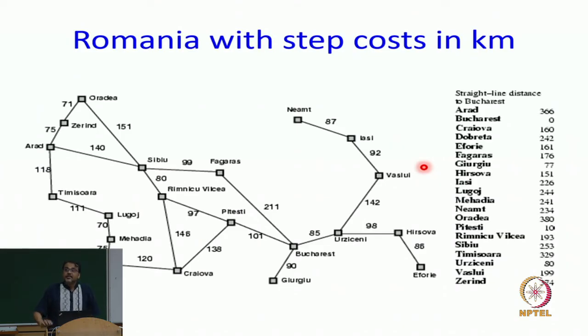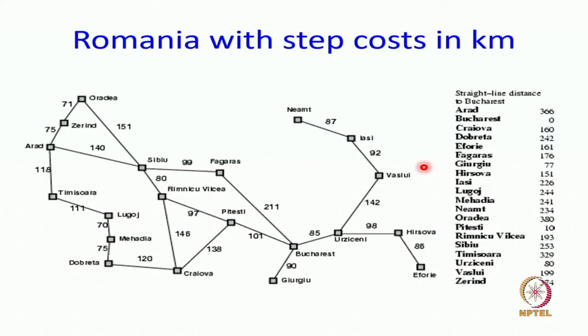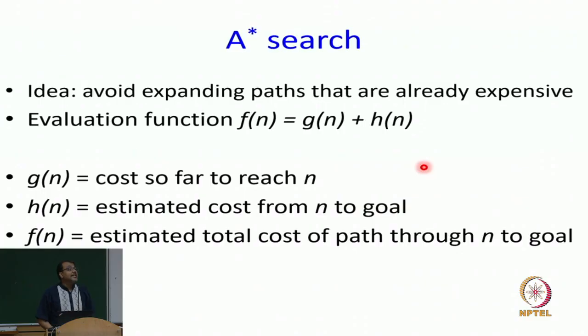Somebody says alpha G(n) plus beta H(n), and I am going to simplify this for now and we will come back to your suggestion later. So I am going to simplify it to simply G(n) plus H(n), and the algorithm that comes out is called the A star algorithm. The idea is to avoid expanding paths that are already too expensive, even though they look closer to the goal, and we achieve that by saying not only look at the future cost, but add the past cost.